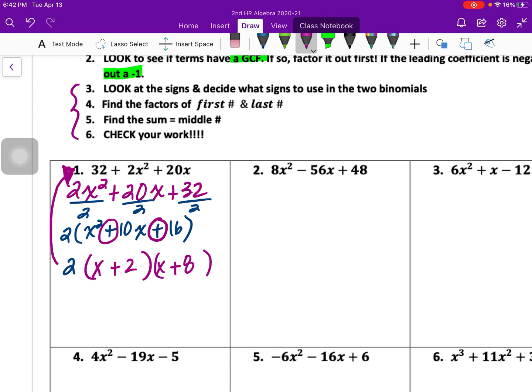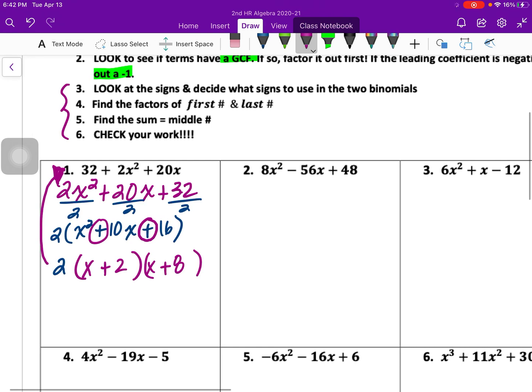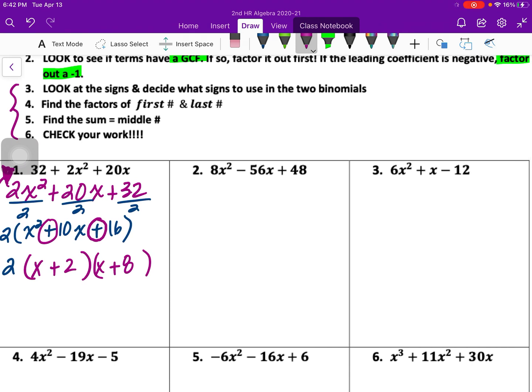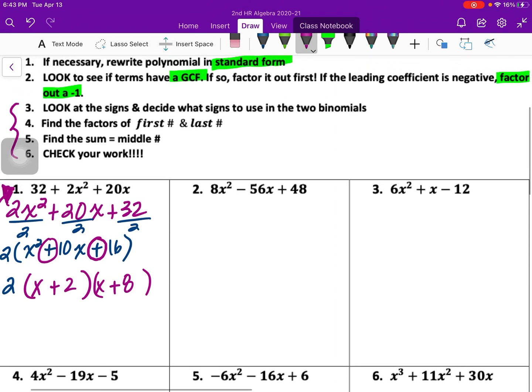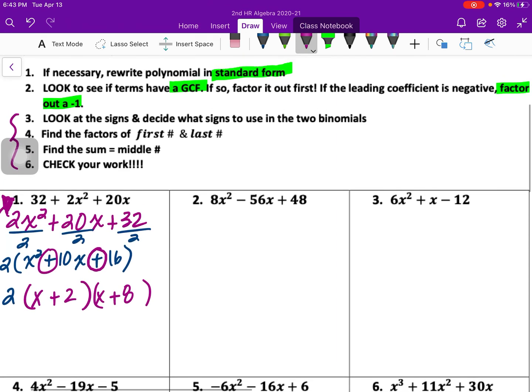All right, let's go to the second problem here. In this one, we have a leading coefficient of 8. Again, going back to step 1, I can see that this one is in standard form, so we're good there. Leading coefficient is 8, but when I look at all 3 terms, I can see that there is a greatest common factor of 8, so I can factor that out.